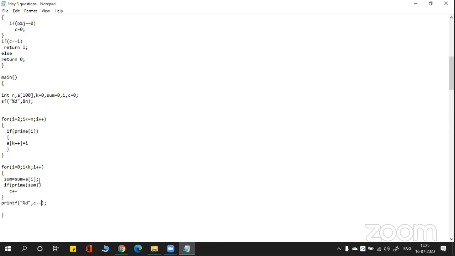Fine. Will this give us the correct output? No, still it will not give us the correct output. Please tell me why. Check, still there is some error with this code. Please tell me why it will not give us the correct output. Give me 2 minutes.